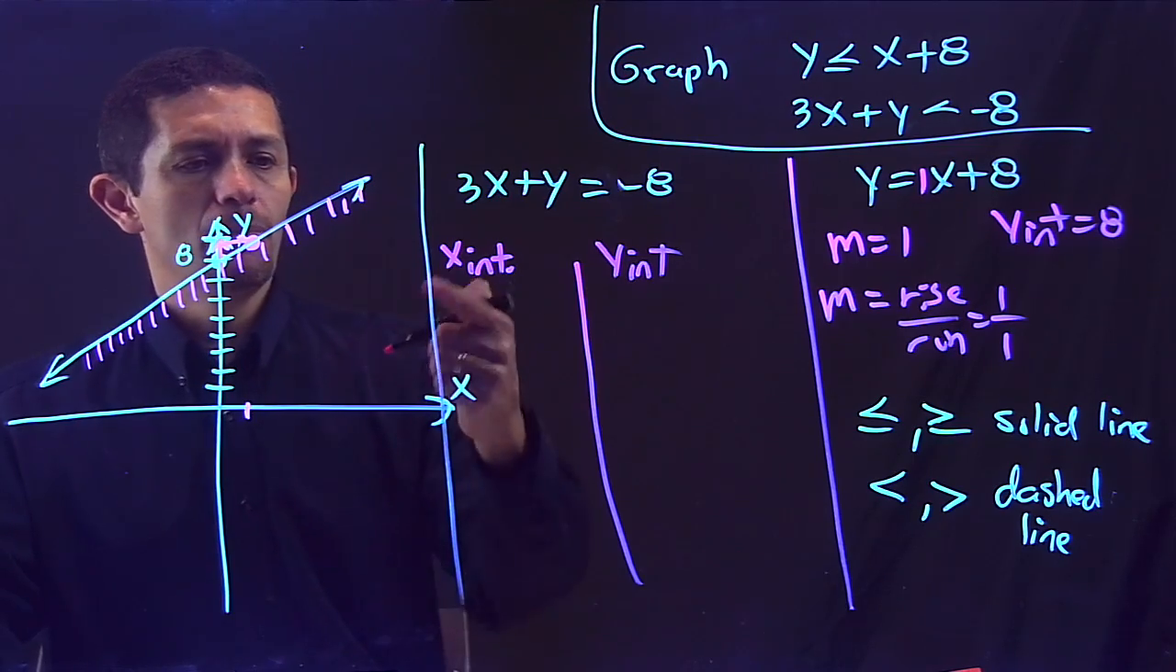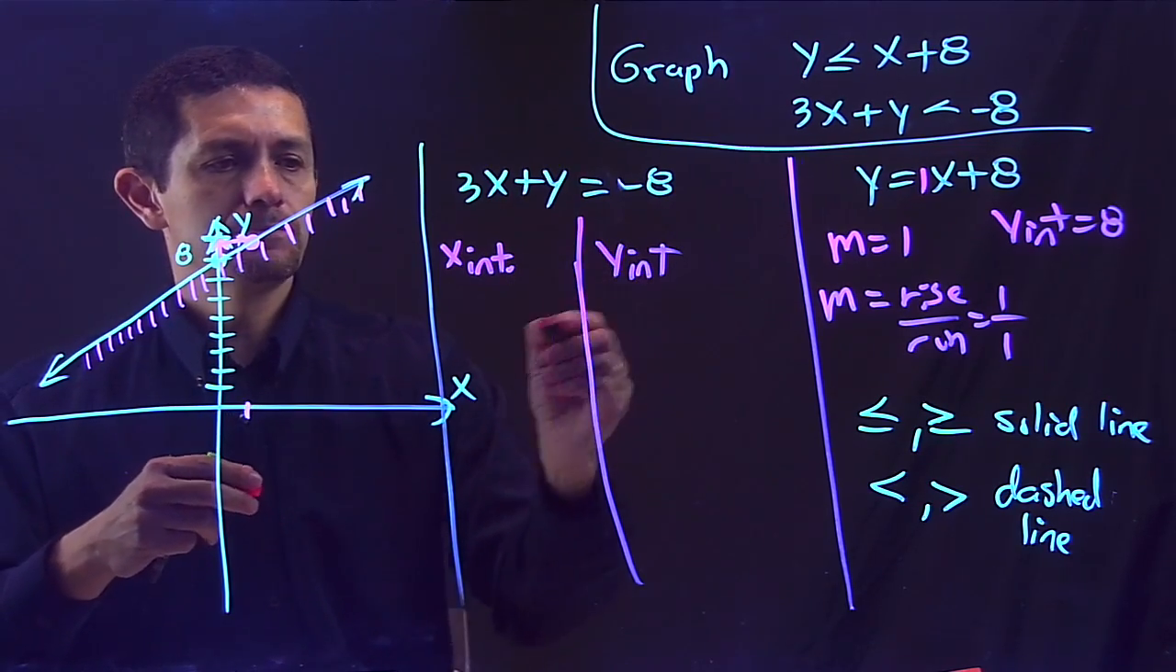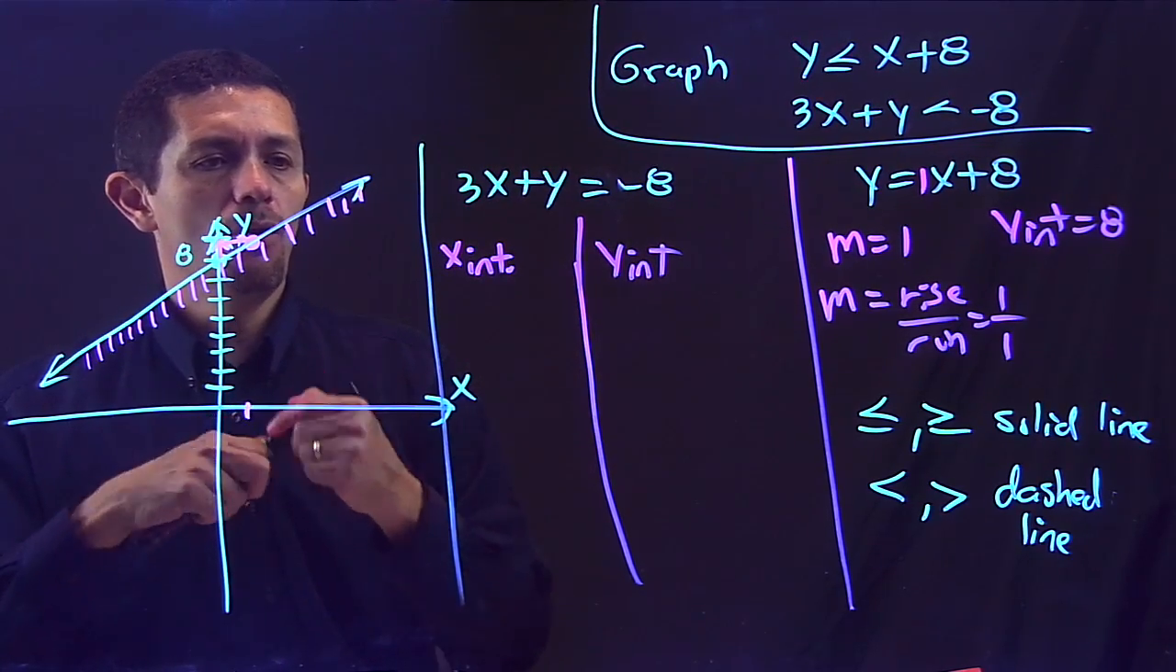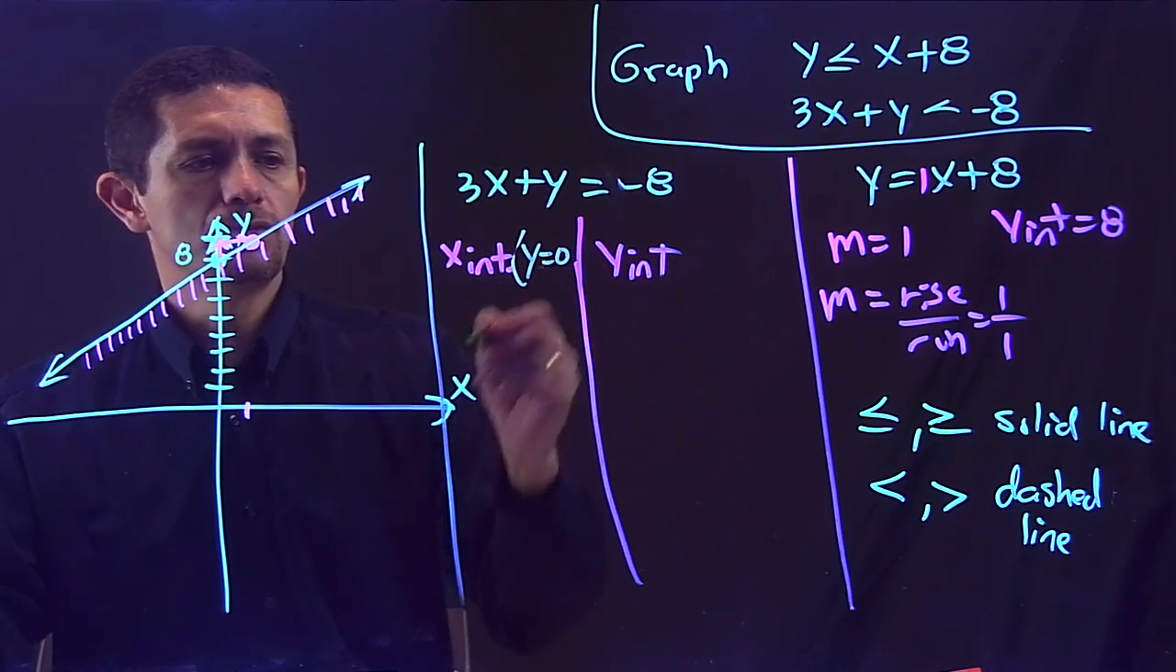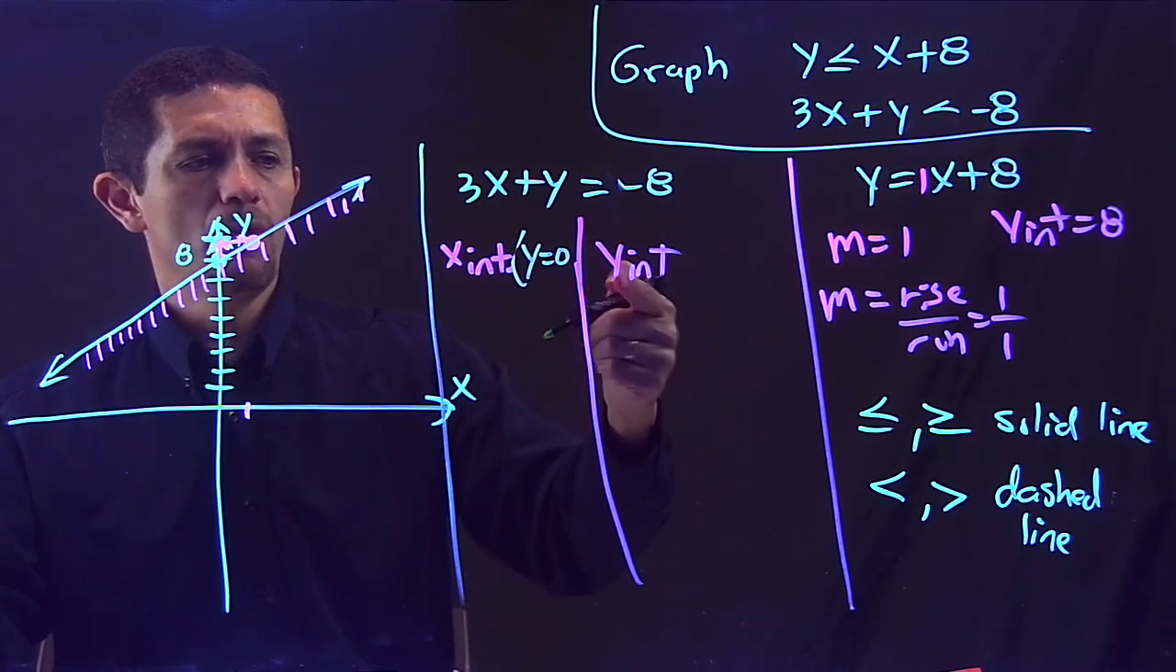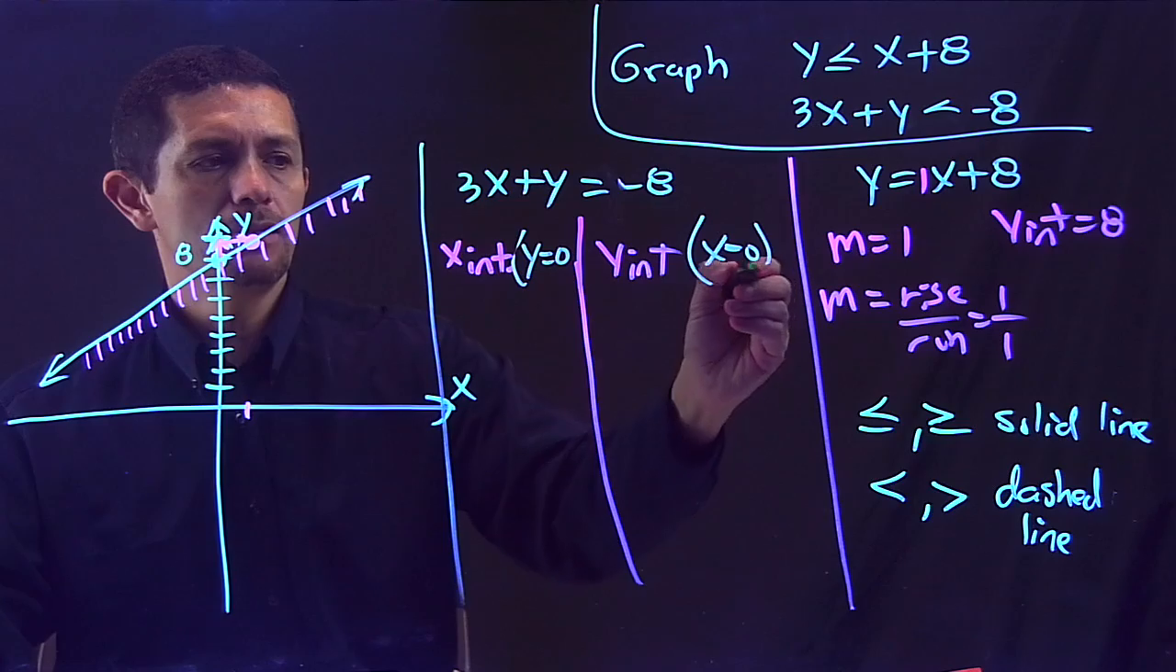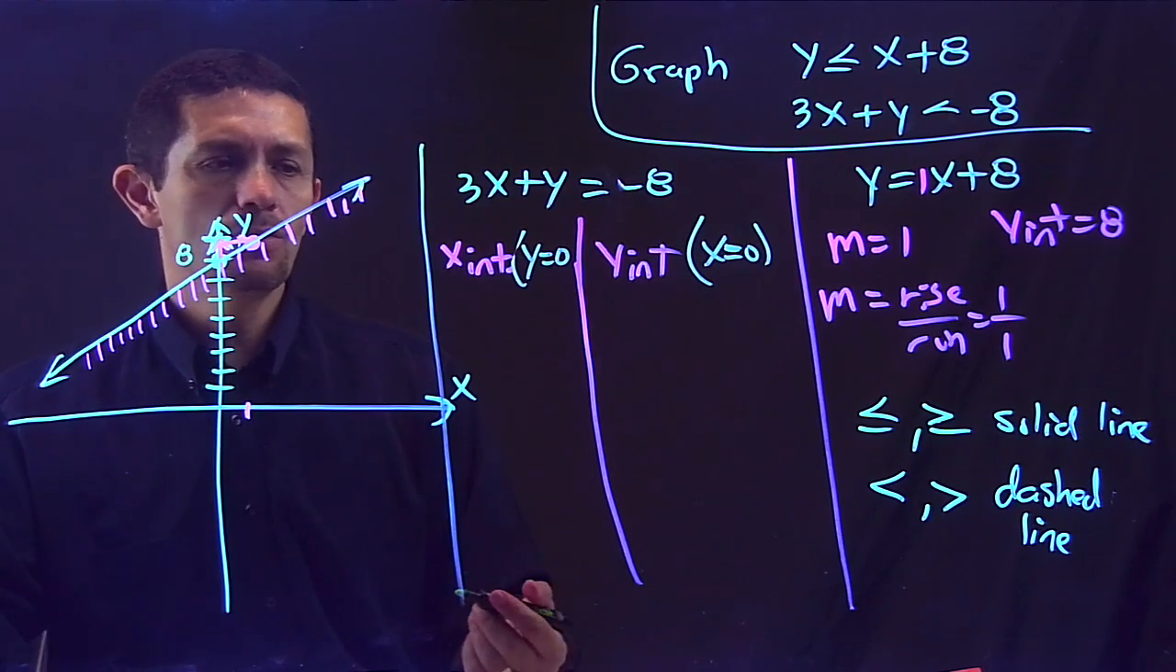If I'm looking for the x-intercept, I make my y equal to 0. If I'm looking for my y-intercept, you make the x equal to 0. And that's the whole thing.